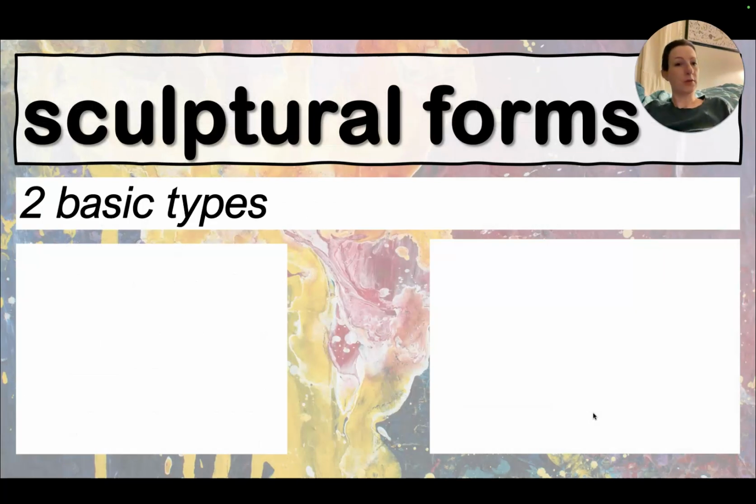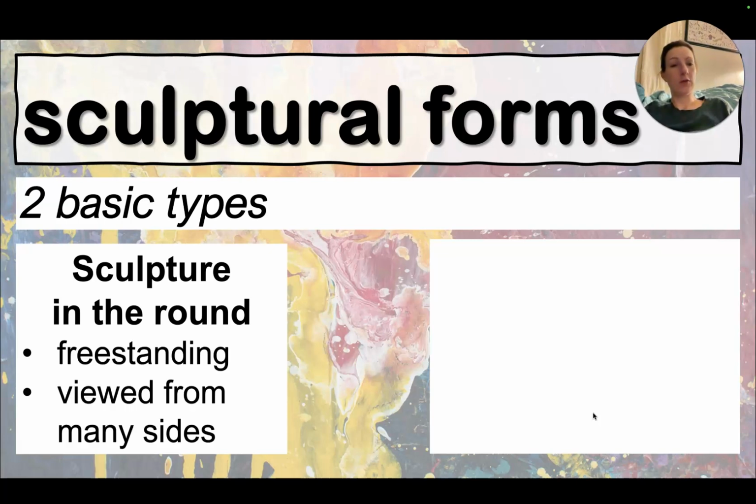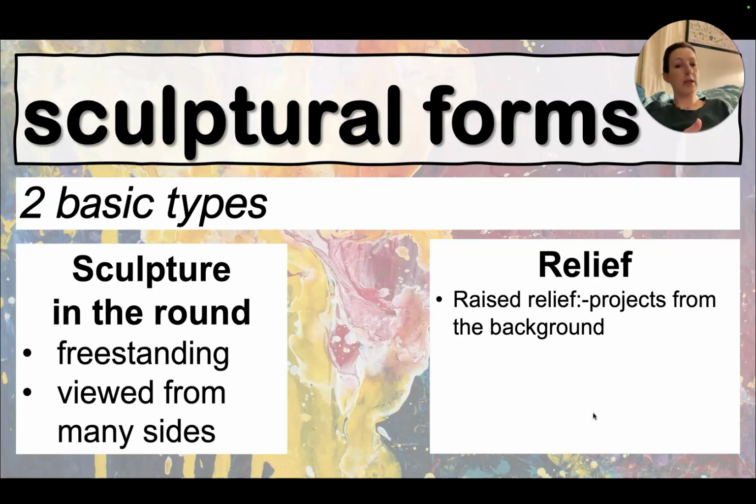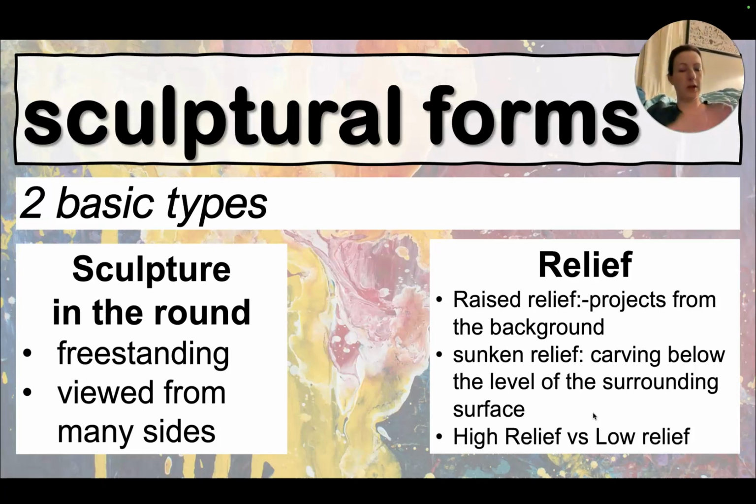So for sculptural forms, there are 2 basic types. We have sculpture in the round, which is freestanding and viewed from many sides, so you can actually get up and walk around it. You can see it from all angles. And then there's relief. There's raised relief, where there is a background and the sculpture comes off of the background. And then there's sunken relief, where there's a background and carving below the level of the surface. There's high relief, where your sculpture comes out of the background, almost like in the round but not. And low relief is when it's pretty close to the surface.